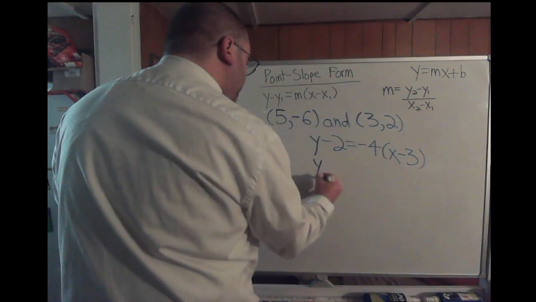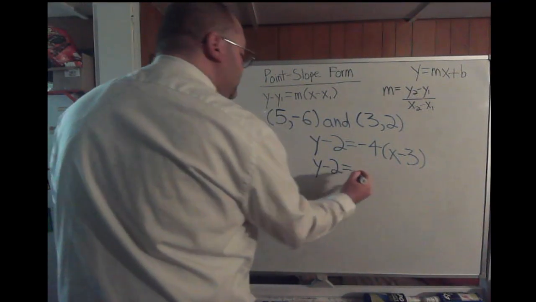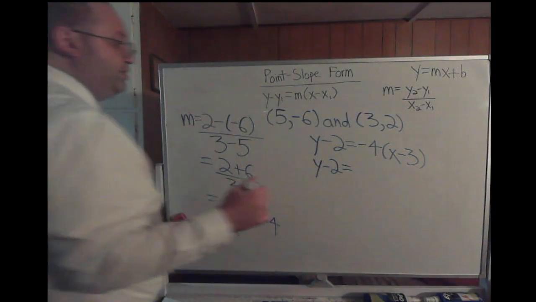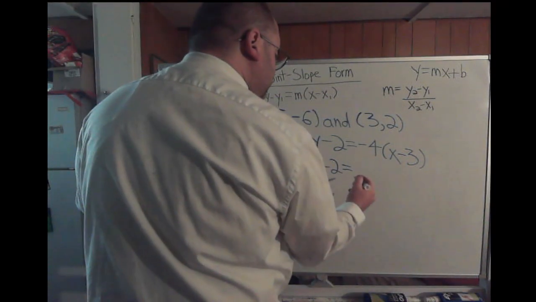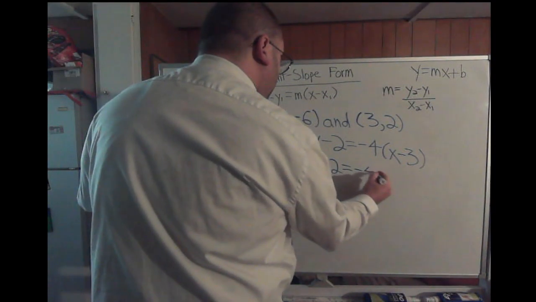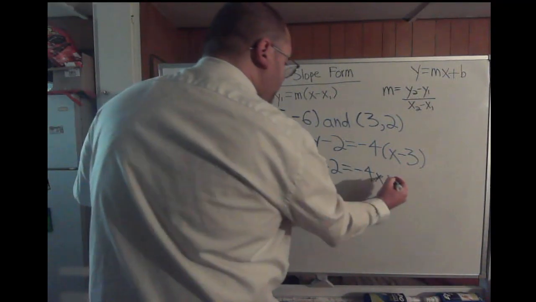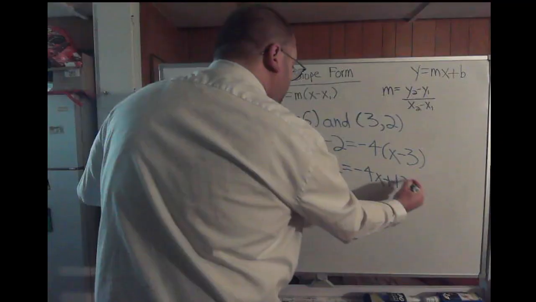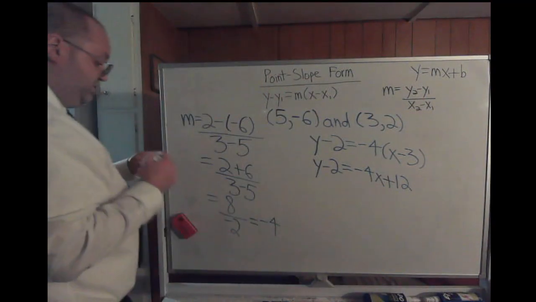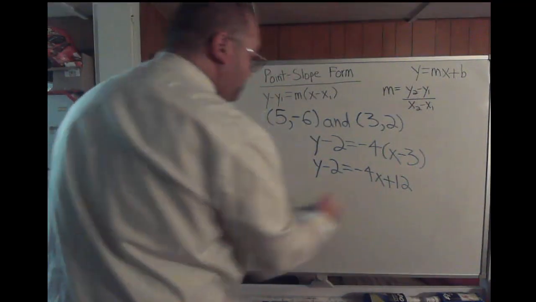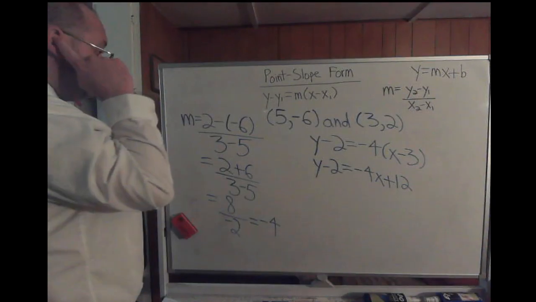Well, we have y minus 2 equal on the right side. Let's do the distributive property. Negative 4 times x, that's negative 4x. Then you do negative 4 times negative 3, you'll get a positive 12. So you have y minus 2 equals negative 4x plus 12.